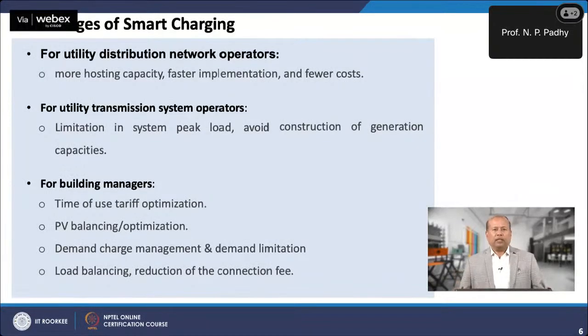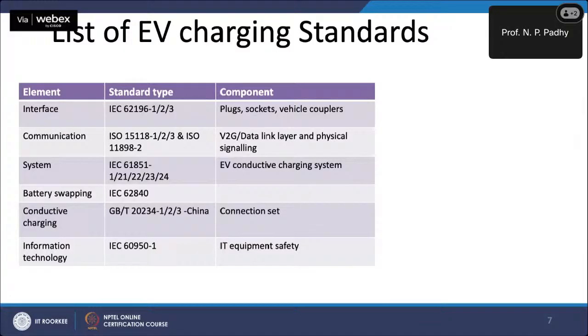For utility transmission system operators, it extends the limitation in system peak load and avoids the construction of additional generation capacities. For building managers, it offers time of use tariff optimization, PV balancing optimization, demand charge management and demand limitation, load balancing and reduction of the connection fee.